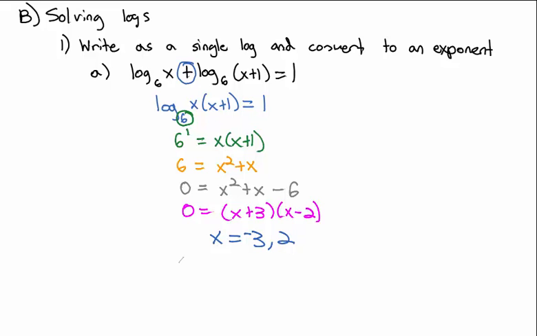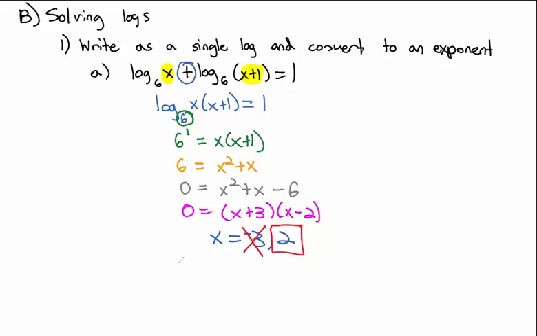The only thing we have to be careful of when we have a solution is go back to the x and the x plus 1. Both of these have to be positive. Notice if we plug the negative 3 in, we would be taking the log of a negative number, and that just doesn't work. If we plug the 2 in, the 2 is positive. The x plus 1, 2 plus 1 is 3, also positive. So the 2 works, the negative 3 does not. So 2 is our only solution.